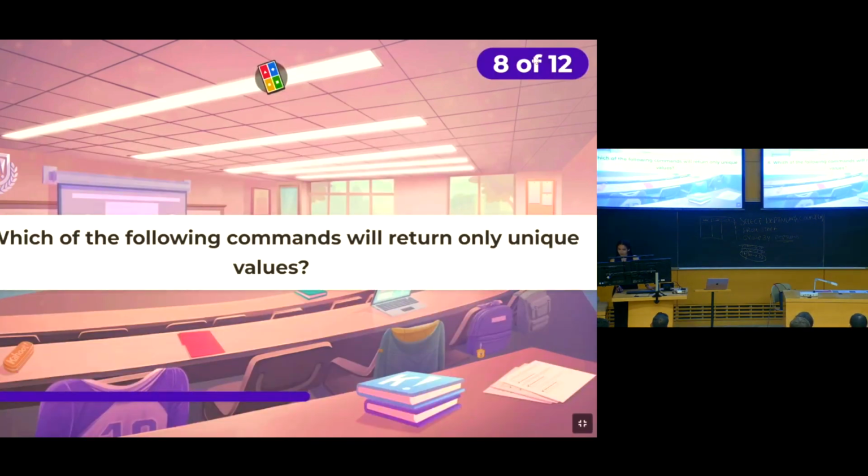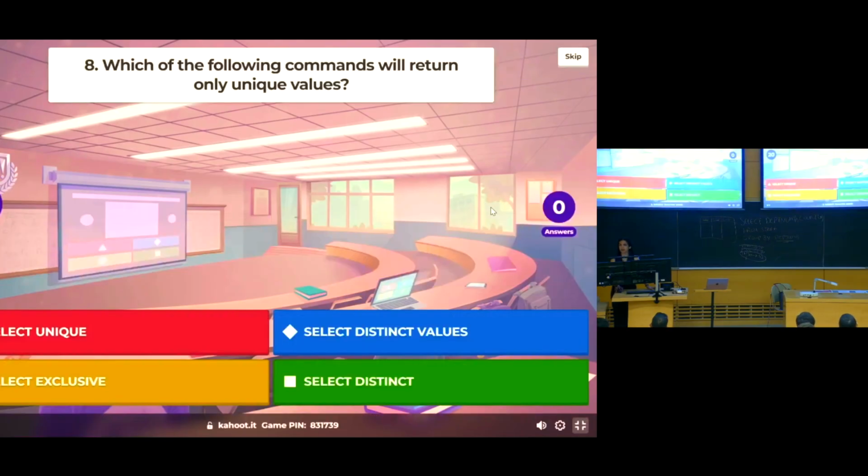Which of the following commands will return only unique values? So let's just think different values. Don't include repeated.